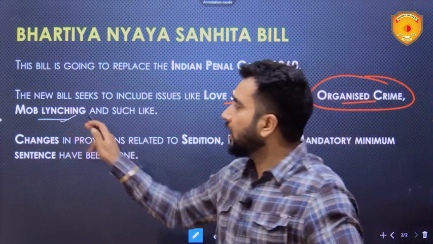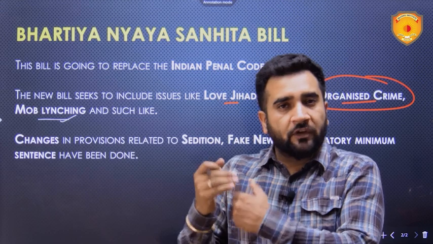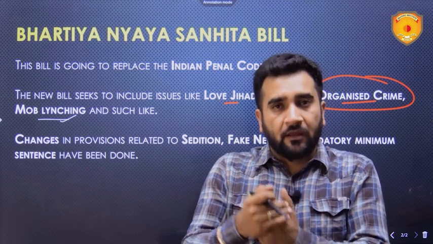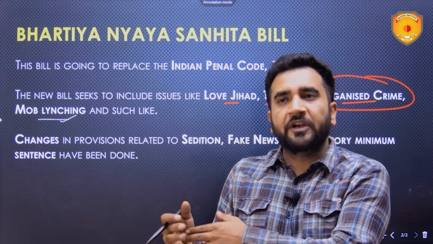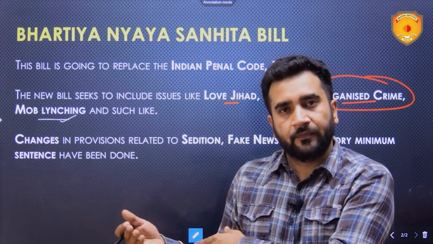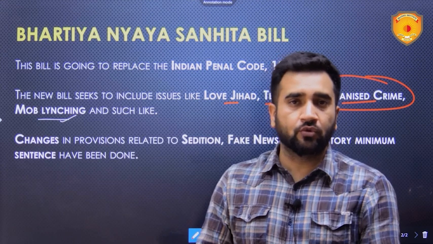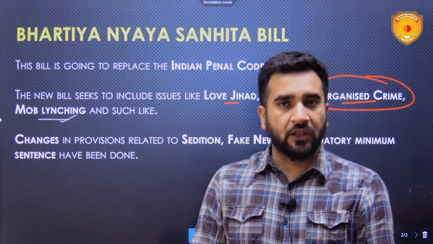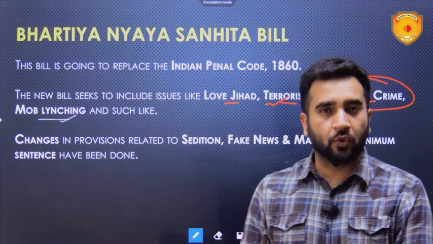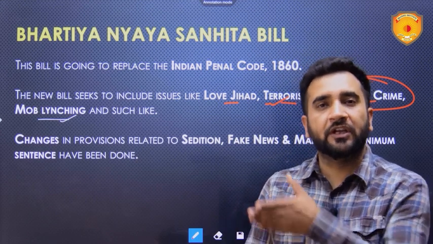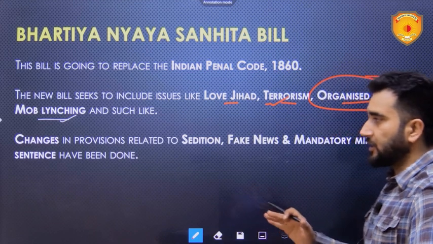Mob lynching. Mob means a group of people, lynching means to kill. So when a group of people kills one, two, or maybe three people on the pretext of administering justice, that is called mob lynching. The incidents of mob lynching grew too much in the country in the recent past. So that has also been included, and the Supreme Court also told the government of India in 2018 to include provisions related to mob lynching in the laws. So that has been there.